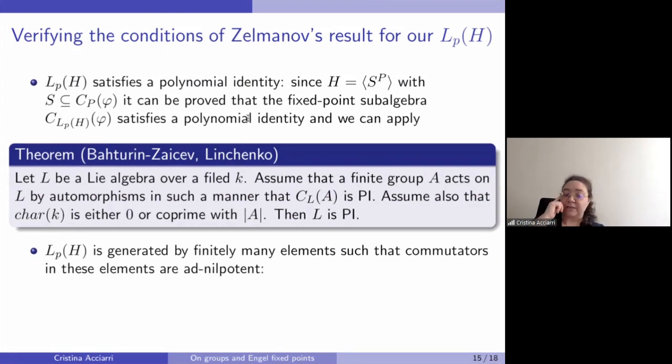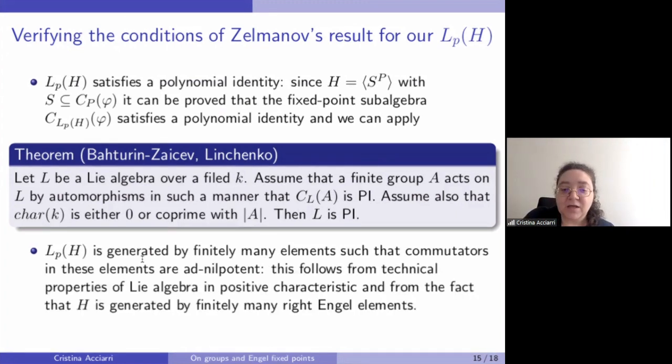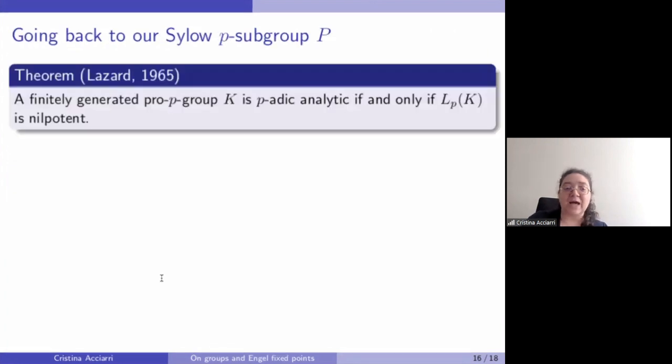The second part of Zelmanov's theorem requires that the Lie algebra is generated by finitely many elements such that any Lie commutator is a nilpotent element. This part is a bit technical, so again I will skip details, but it essentially comes from some specific property of Lie algebras in positive characteristic, and from the fact that, remember, our H is generated by finitely many right-angle elements. So you get this second condition. In particular, Zelmanov's result applies, so L_p(H) is nilpotent.